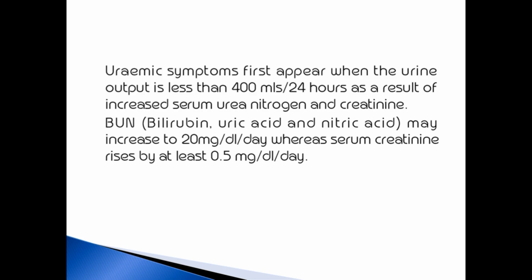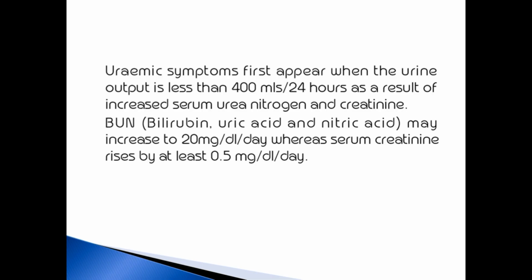Now we talk about the other things that are going to be present in the oliguric phase. There will be uremic symptoms that first appear when the urine output is less than 400 mL in 24 hours, as a result of increased serum urea nitrogen and creatinine. In the most common cases, for example someone who had PPH, you will see the oliguric phase, whereby the urine output will be reduced in 24 hours. That is due to what? The ischemia to the kidneys.